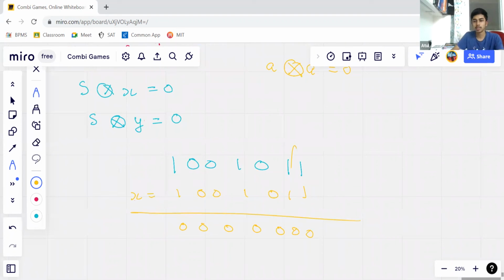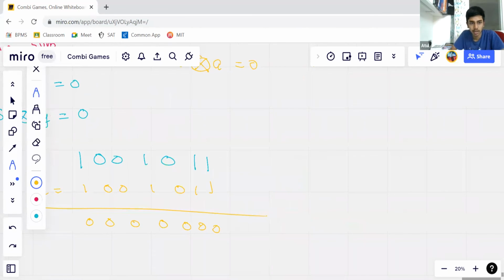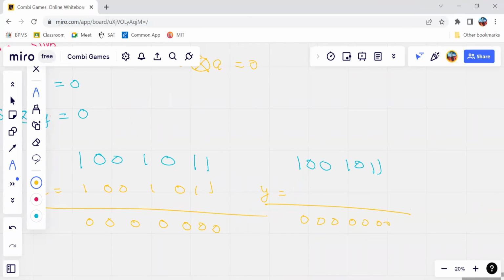Also, another way to think of this function is that on each digit, you just add it and look at it mod 2. It's the same thing as checking whether it is an even number or an odd number. And now I'm telling you that 1 0 0 1 0 1 1, there is some number y such that this also becomes 0. Clearly x is equal to y. Yes, because this is also kind of reversible.